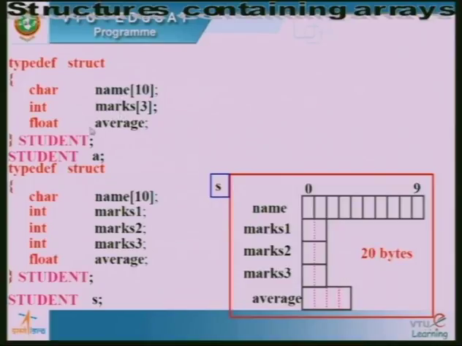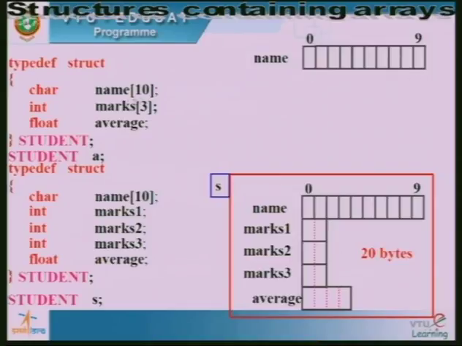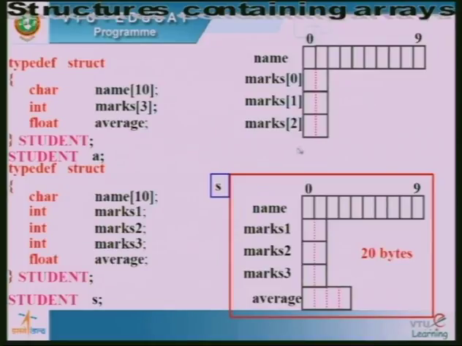Now let us see how the memory is allocated for this structure. 10 bytes for name. Now if you observe what we have? Marks of 3. 2 bytes for marks of 0. This is marks of 3, marks of 0, marks of 1, and marks of 2. So this is identified by marks of 0. This is identified by marks of 1. This is identified by marks of 2. And what is the other field? Average. Takes how many bytes? 4 bytes. So the size of this structure and the size of this structure remains the same.